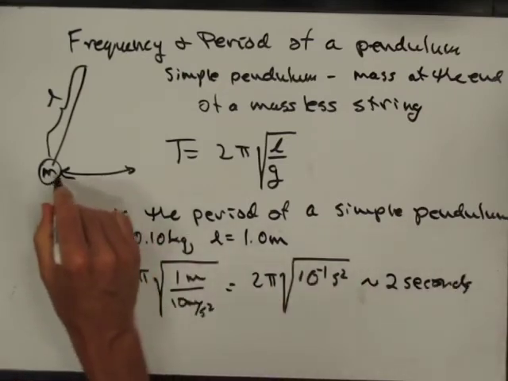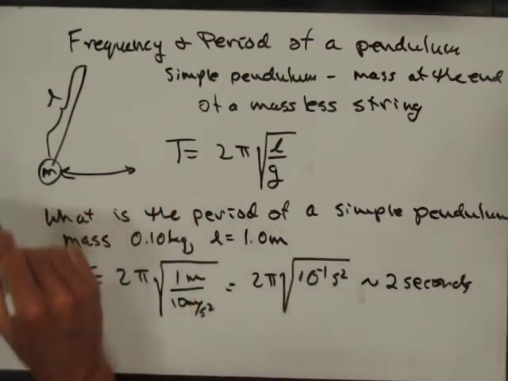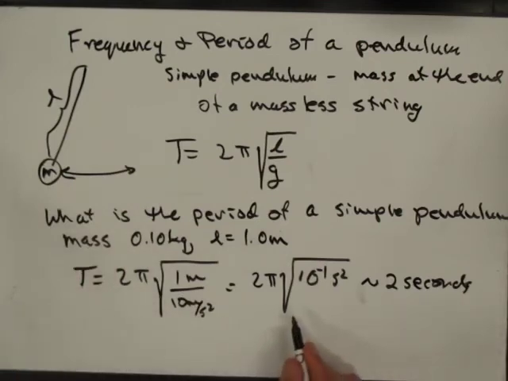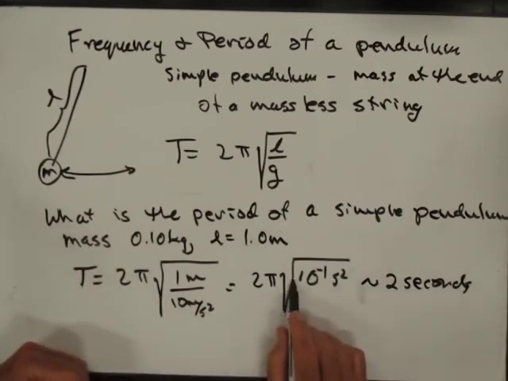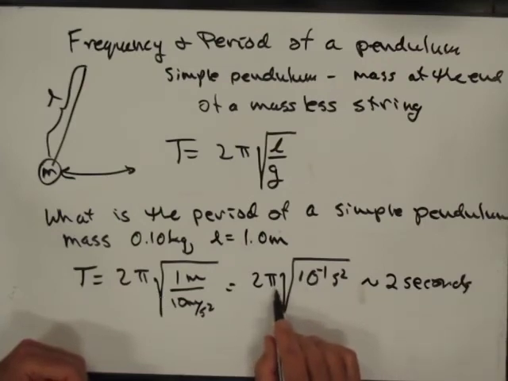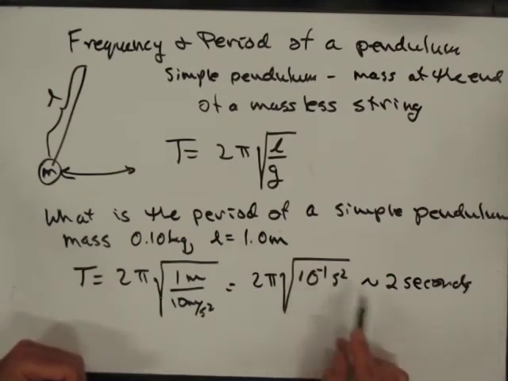The period is the time to go over and back. That's one cycle, and that's what this is. And you can sort of calculate this. The square root of 10 is about 0.316, and when you multiply that by pi, you get about 1. And so then when you multiply that by 2, you get about 2. And so the period is about 2 seconds.